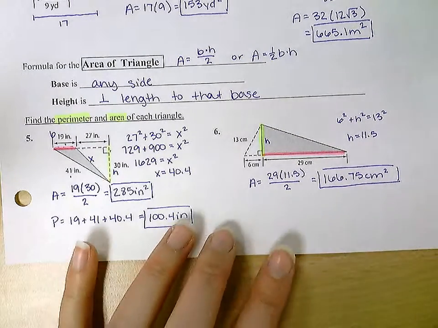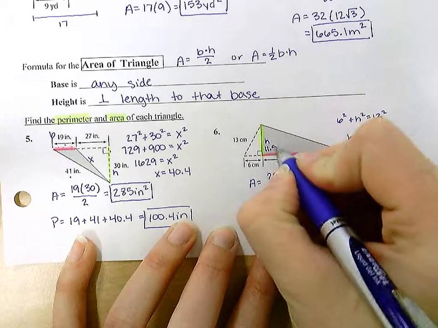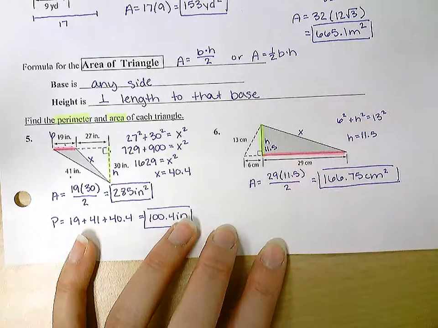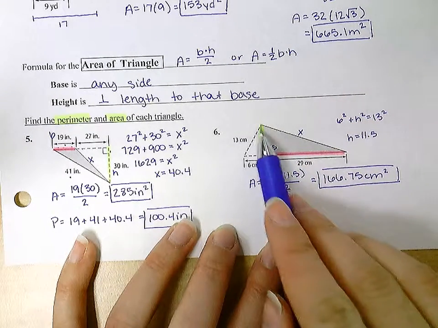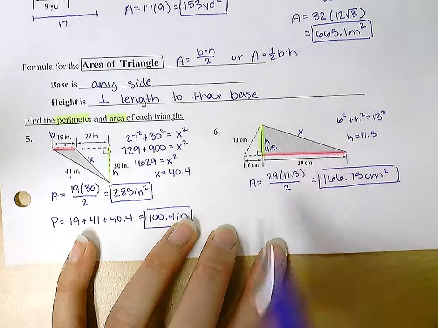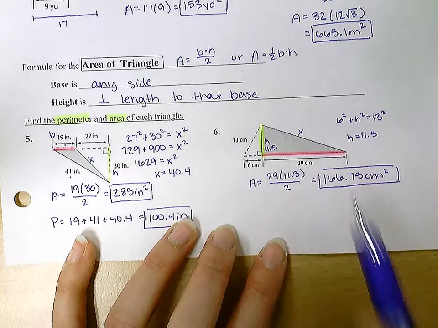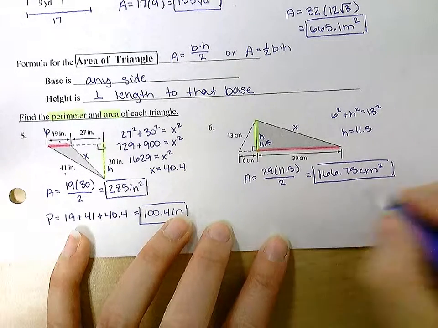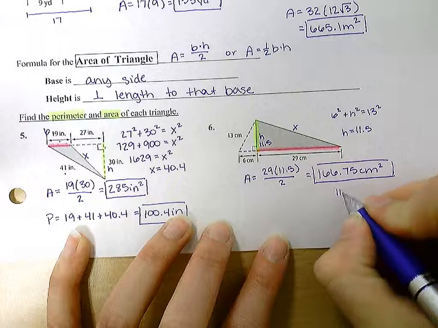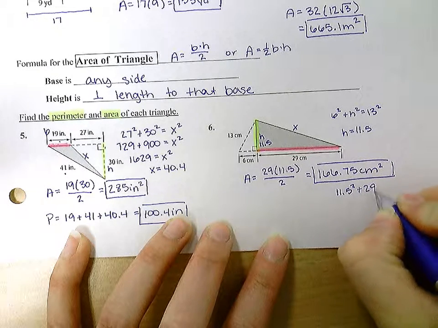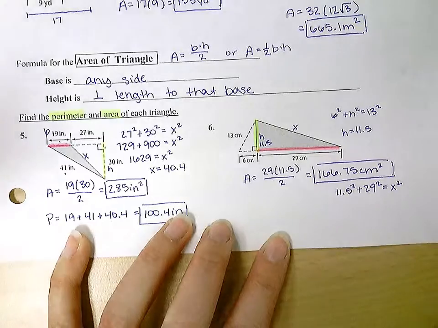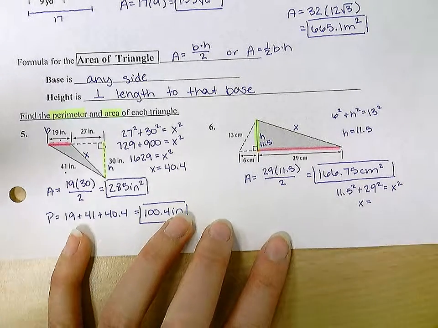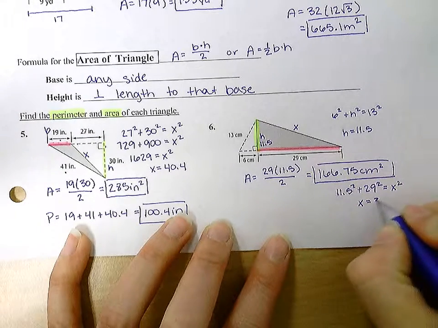Okay, then to find the perimeter, you're still missing this length right here of that shaded triangle. But again, this is also a right triangle, and you have 2 of those sides. So you can use the Pythagorean theorem again to solve for that final side there. So I would have 11.5 squared plus 29 squared is equal to x squared. Okay, and x would be about 31.2.